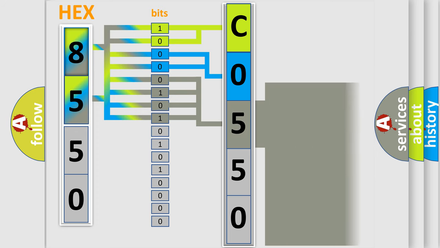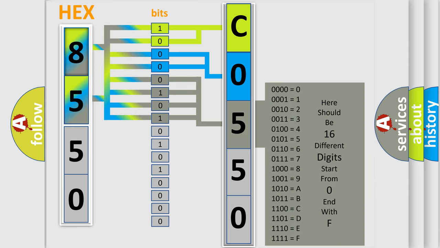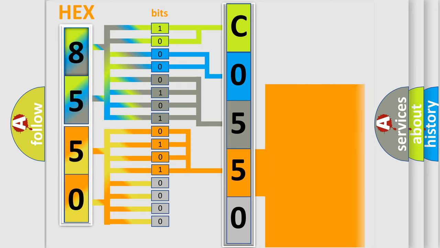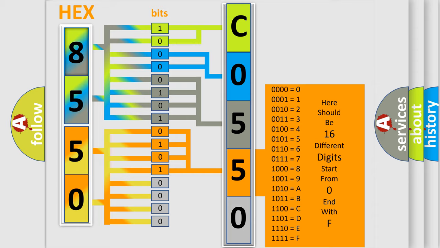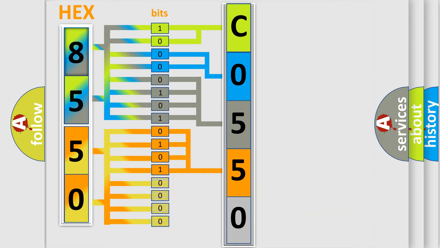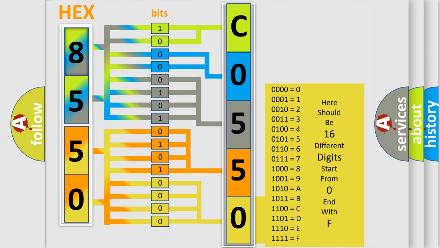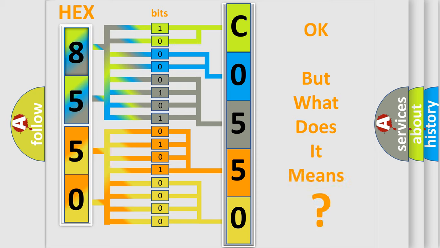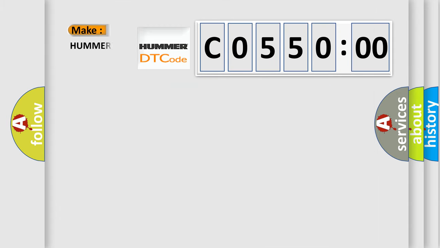The second byte is composed of a combination of 8 bits. The first 4 bits determine the fourth character of the code, and the combination of the last 4 bits defines the fifth character. A single byte conceals 256 possible combinations. We now know in what way the diagnostic tool translates the received information into a more comprehensible format. The number itself does not make sense to us if we cannot assign information to what it actually expresses. So, what does the diagnostic trouble code C0550-00 interpret specifically for car manufacturers?